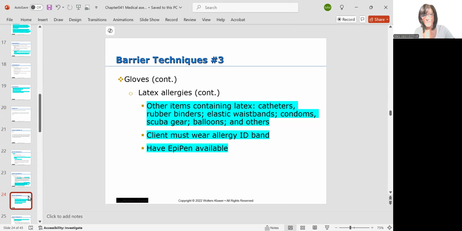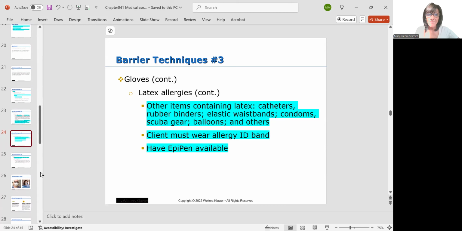If a patient comes into a facility and they're allergic to latex, that's got to be documented, and they're going to only be able to use non-latex catheters, IVs, all those things, which the hospitals and facilities have. And the client should wear an allergy ID band, and there should always be either Benadryl or an EpiPen or something available in the event that they do come in contact with it and have a reaction.